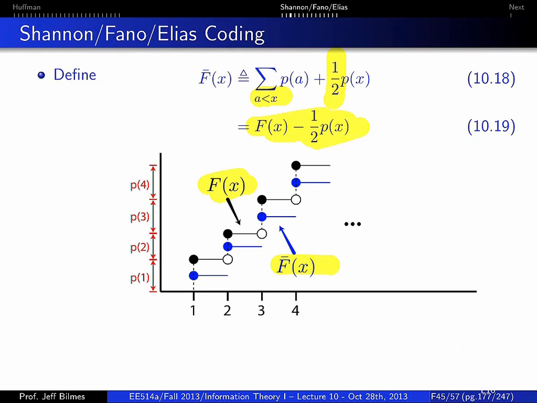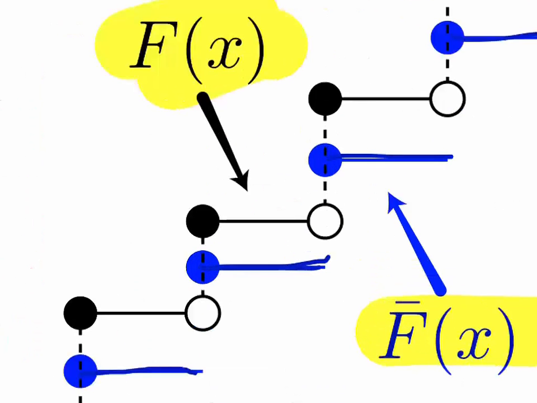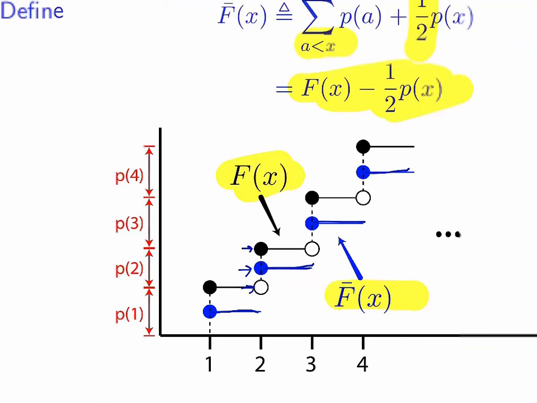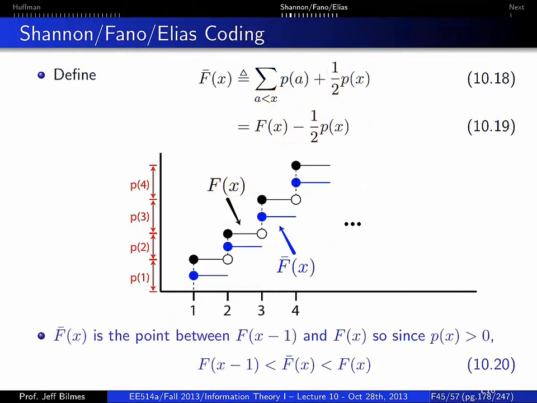What this does is it starts at half of p of 1, and then when we get to 2, it goes up by p of 1, up to p1 plus half of p of 2, and so on and so forth. You can see that these blue little lollipops, or whatever you want to call them, lie halfway between the white and the black ones. Zooming in a little bit, this blue one lies halfway between this black and this white. Okay, that's how we're doing f bar.